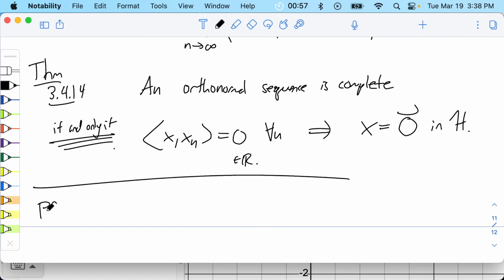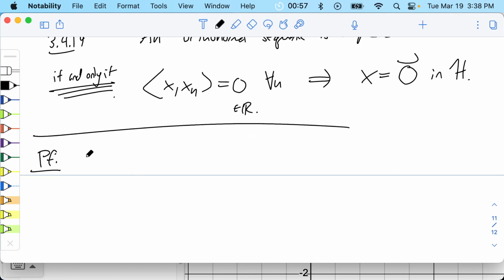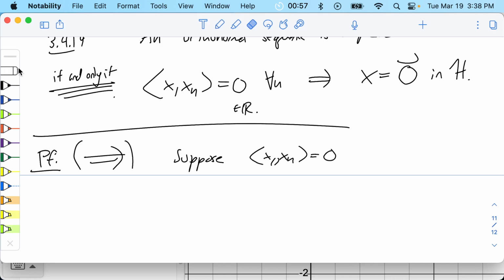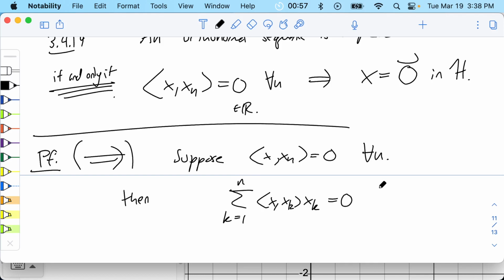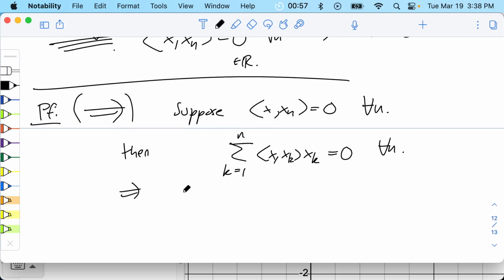Proof of implies. So suppose ⟨x, xn⟩ = 0 for all n. Then the sum from k equals 1 to n of ⟨x, xk⟩xk equals 0 for all n, and therefore the limit as n goes to infinity of the sum of ⟨x, xk⟩xk is also 0, and this is in H. So if it's 0 for every single thing, then you do the sum, you get the 0 vector.